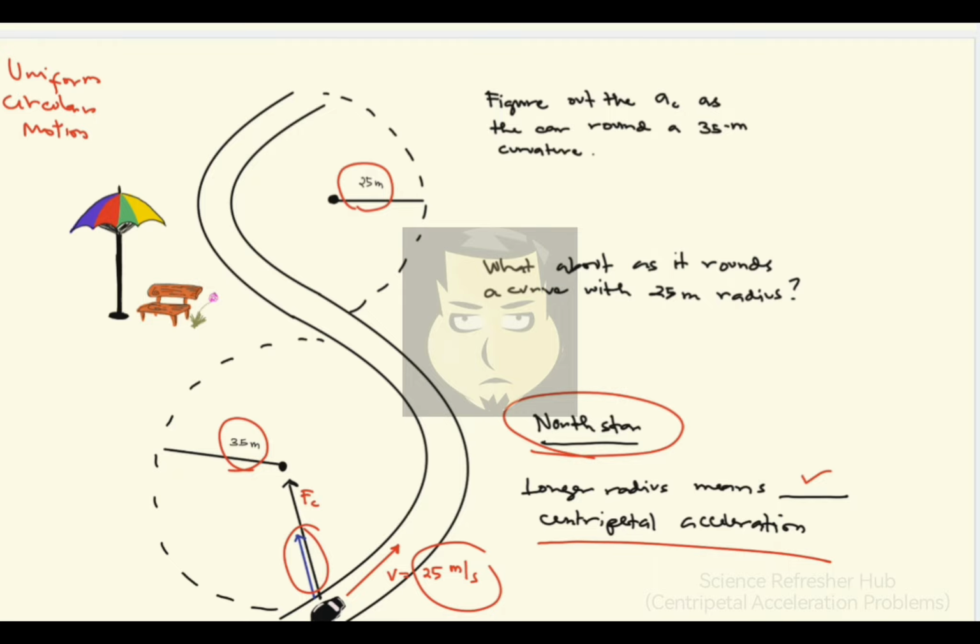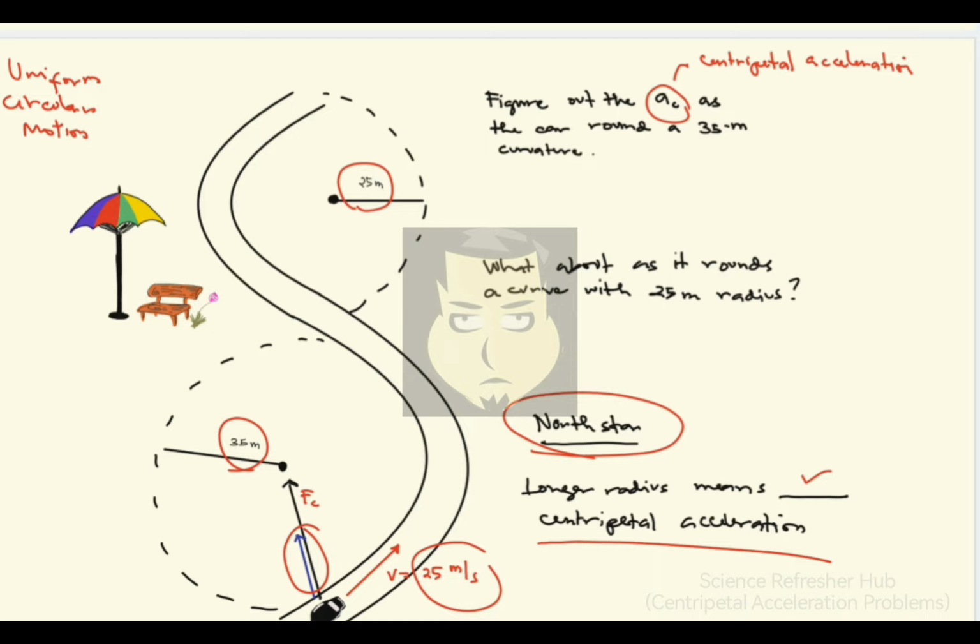Now, we will try to find out what's the AC. AC stands for centripetal acceleration. Acceleration following the direction of the centripetal force, going to the center. So centripetal acceleration.